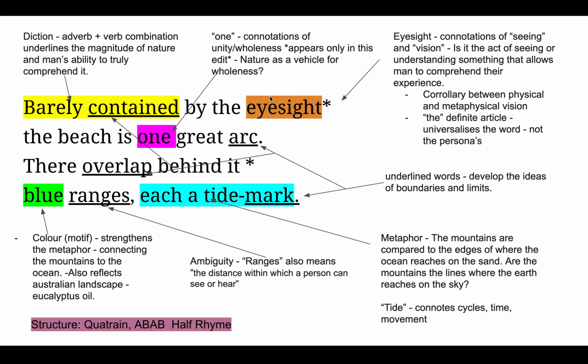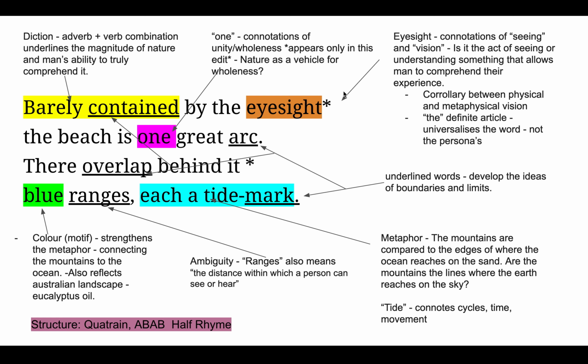The word eyesight has connotations of seeing and vision. Obviously, it's the physical faculty by which mankind sees the world, and for Gray as an imagist, that's very important. But it is almost like asking, is it the act of seeing or understanding that seeing gives us that allows man to comprehend their experience of nature?